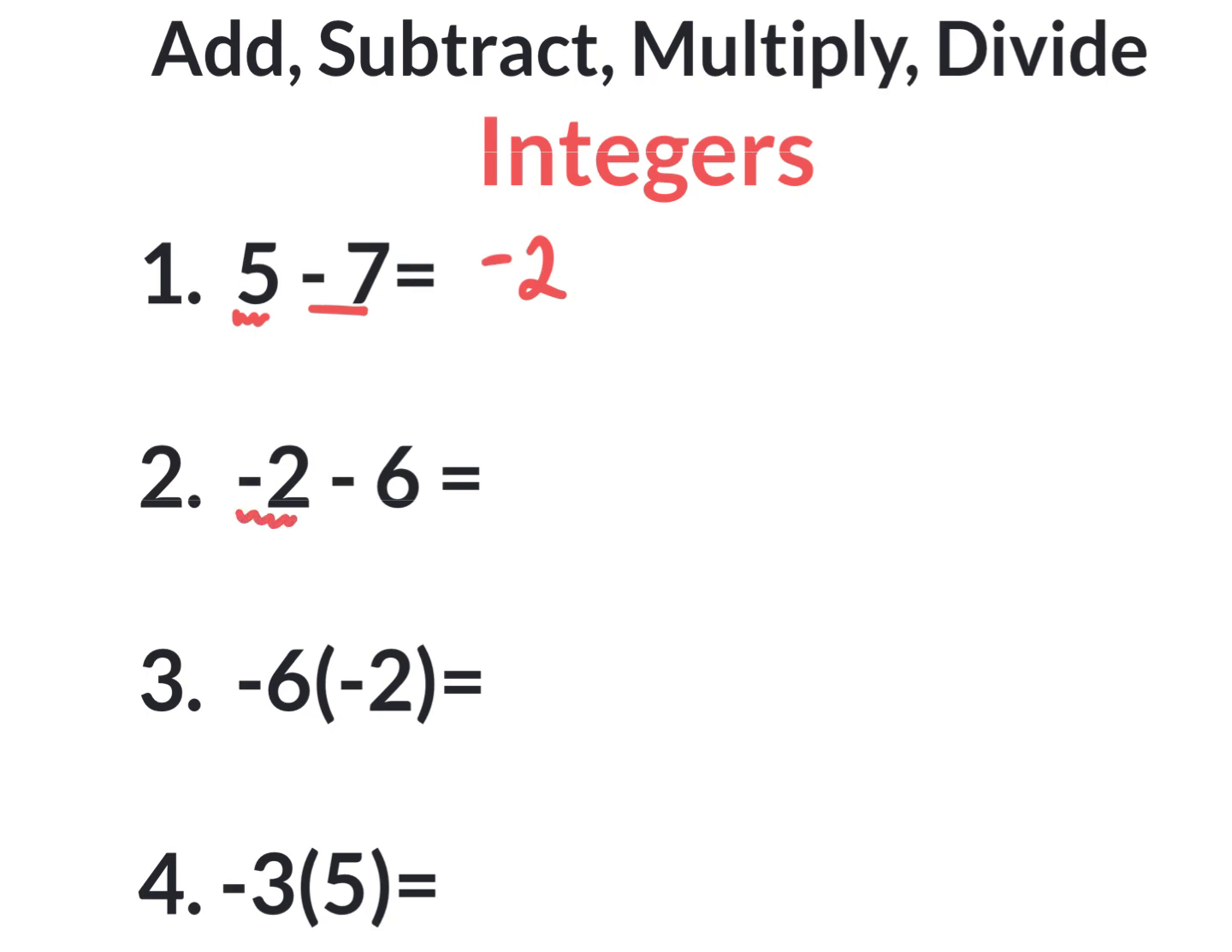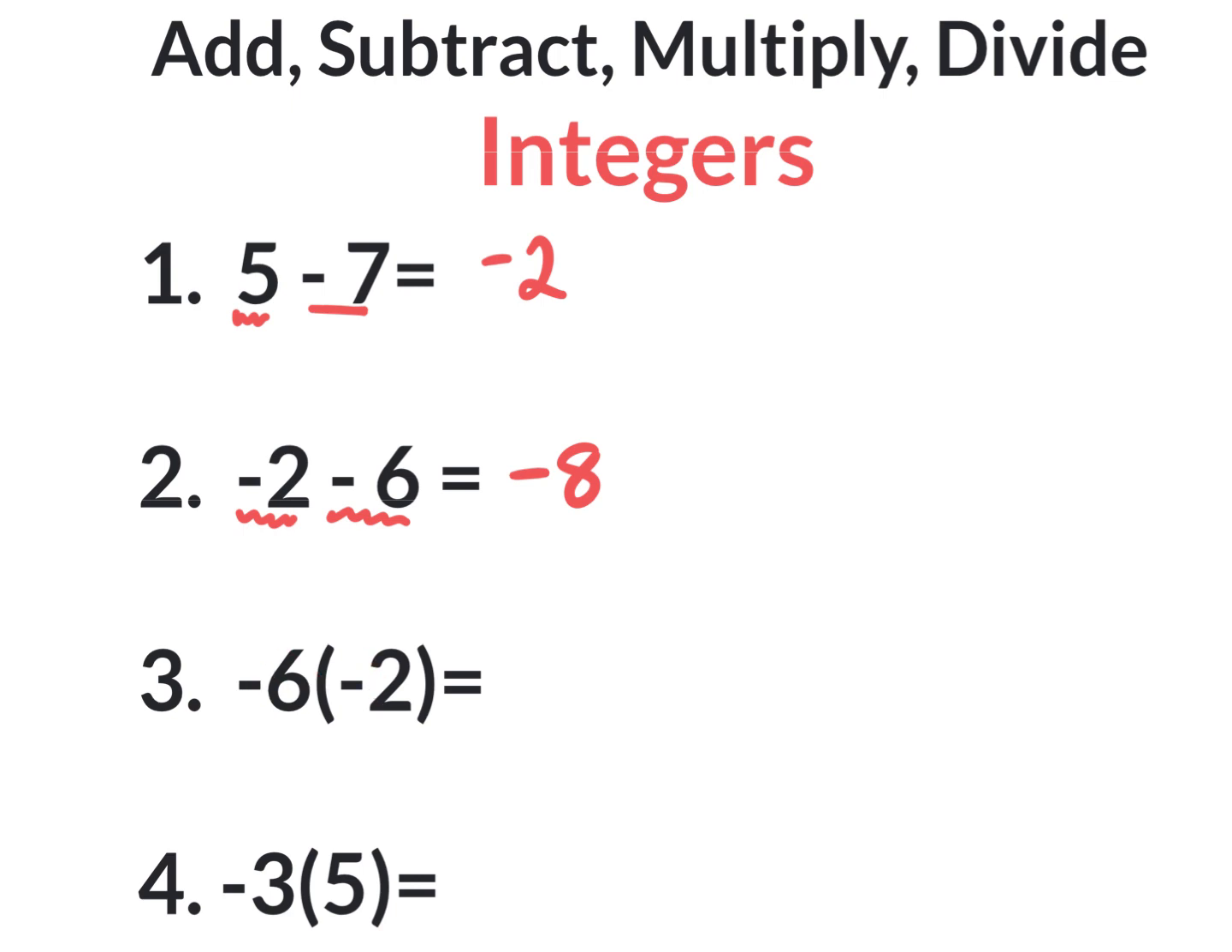Next one, you owe $2 and you owe $6. If you owe somebody $2 and you owe somebody else $6, guess what? You owe a total of $8. Right here, I am not thinking of money, because I'm actually multiplying, because there's no sign between the terms.